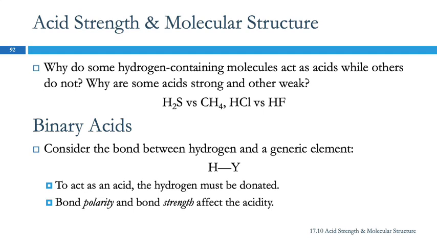First, we'll look at the binary acids. That's a hydrogen and one nonmetal. So we're going to look at the bond between the hydrogen and the generic element, the other thing, like the F or the Cl. So H-Y. In order for this to act as an acid, this hydrogen must be donated, the proton. And so the strength of the acid is going to be affected by this bond, by how strong the bond is and by the polarity of that bond.